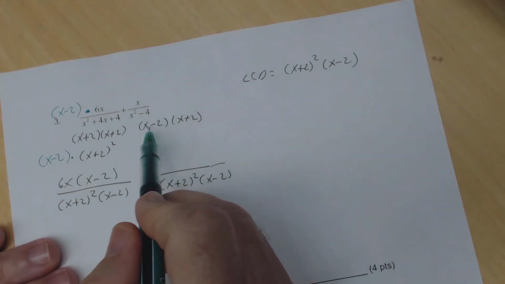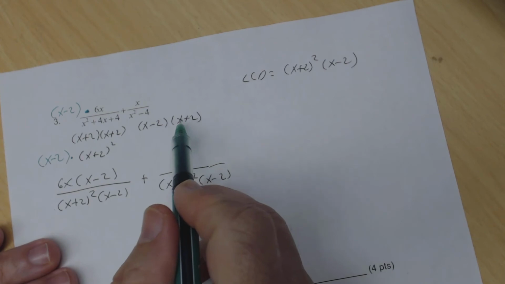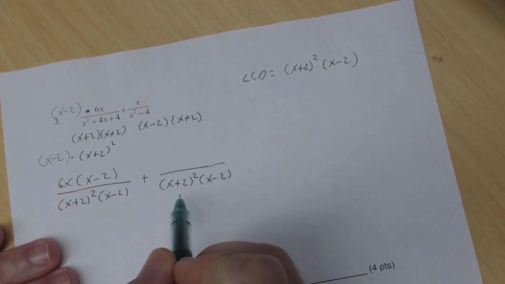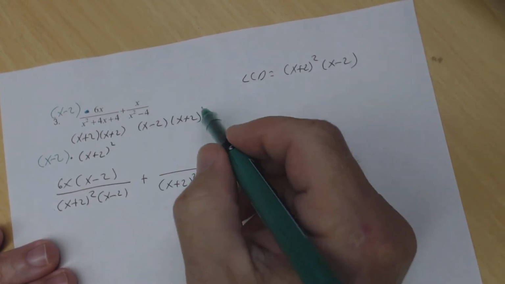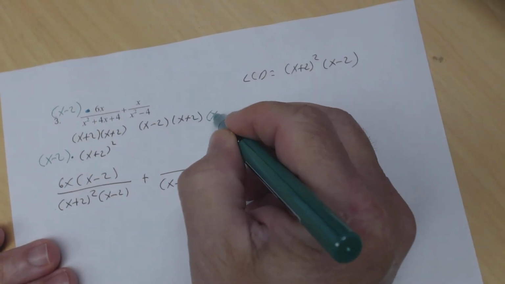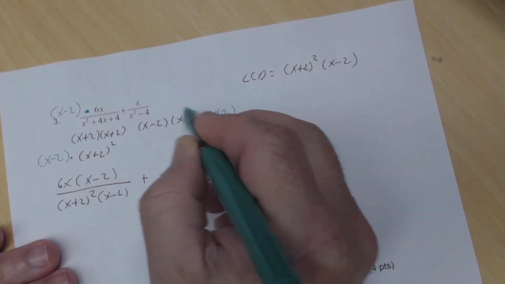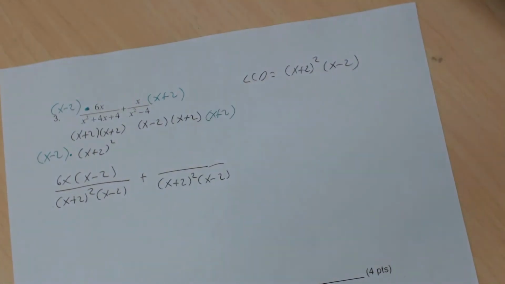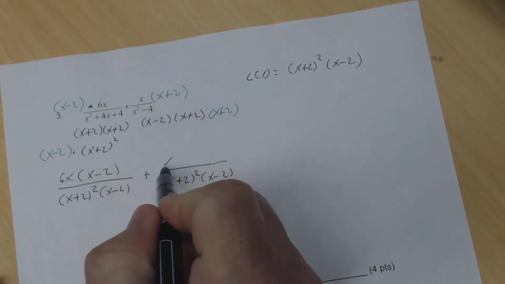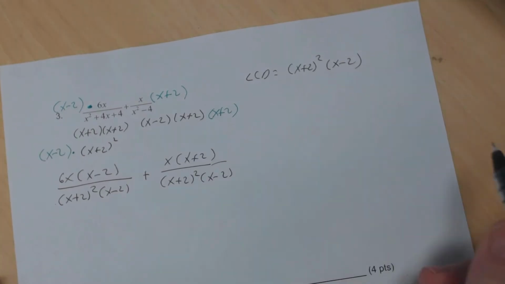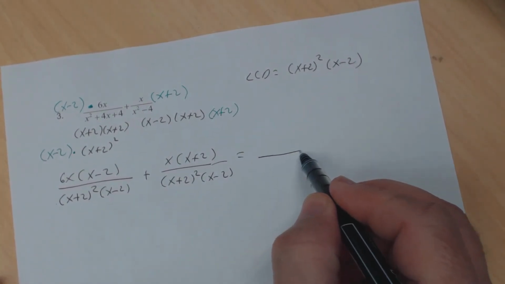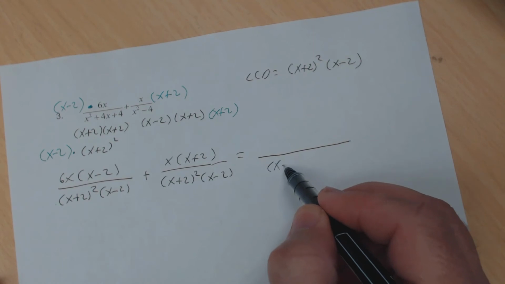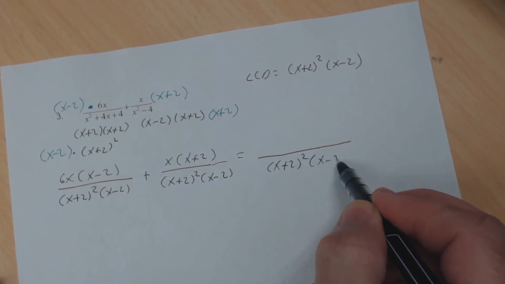Okay, over here, I have one factor of x plus 2, but I need 2 of them, and I already have the x minus 2. So what's missing is the factor of x plus 2. But what I do to the denominator, I have to do to the numerator. So this numerator right here is going to be x times x plus 2. All right, now I can write this as one fraction. So x plus 2 squared times x minus 2.